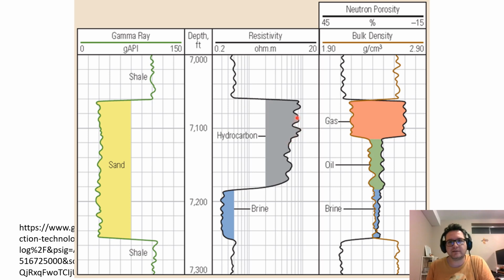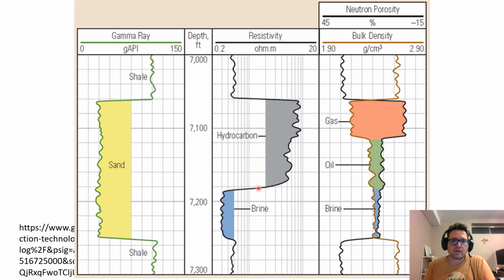And also, we can't see it in this case because it does not always show on the resistivity, but we have a higher resistivity when we have gas than when we have oil. Usually we see the response for the resistivity for the gas going over the scale of the resistivity. So it would be far away from the right edge here in the resistivity scale.